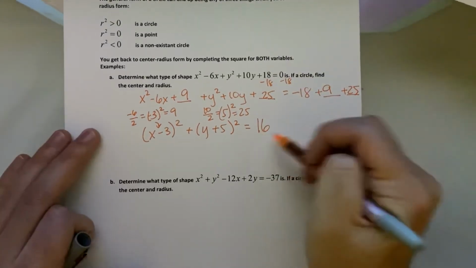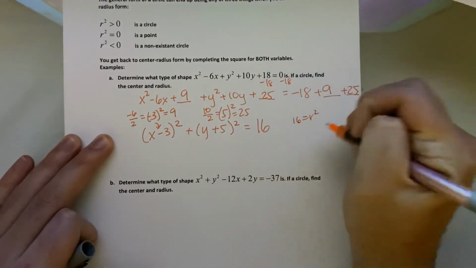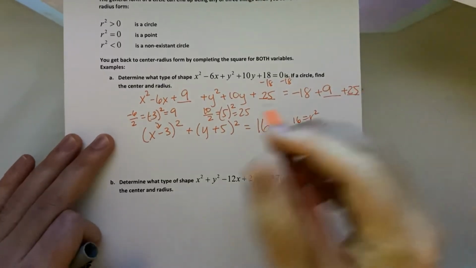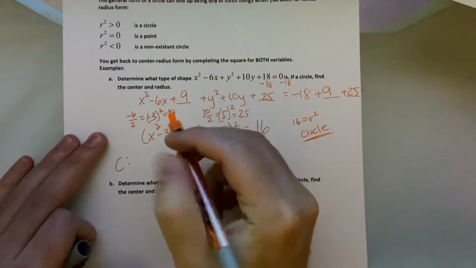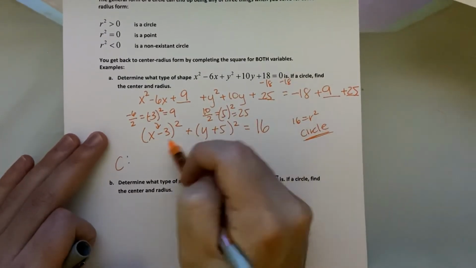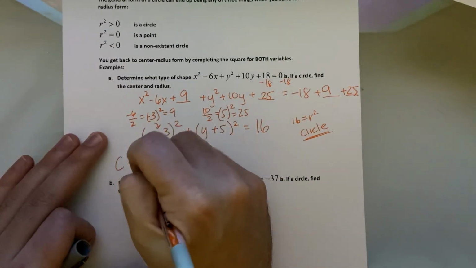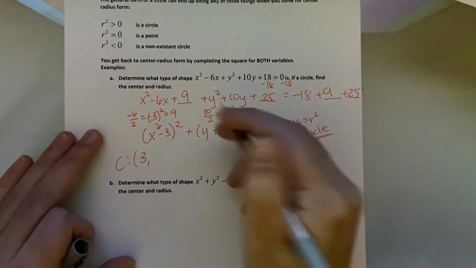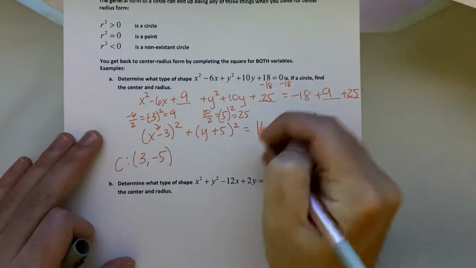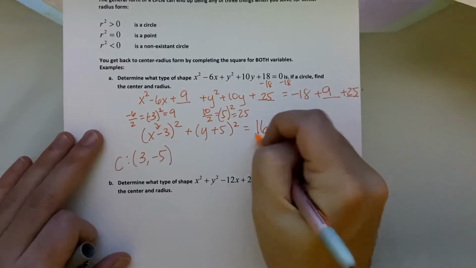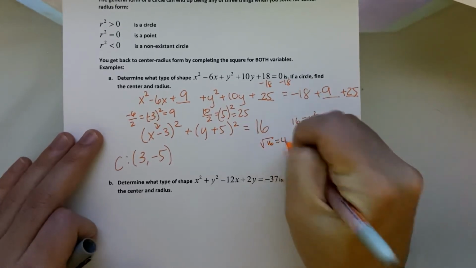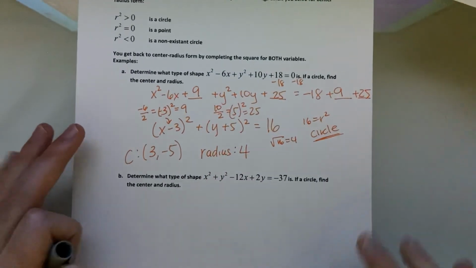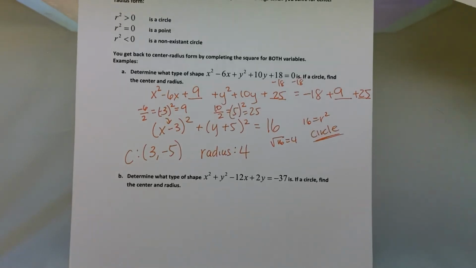Okay, so here's my r². It's positive, which means we have a circle. So to find my center and radius of my circle, my center is the opposite sign for the x and y that I see. So if it's a minus 3, this is really 3 as the center. It's what makes the inside 0 for x. What makes the inside 0 for y? Negative 5. And my radius is the square root of 16. So my radius is 4. And we'll continue more in the next video.